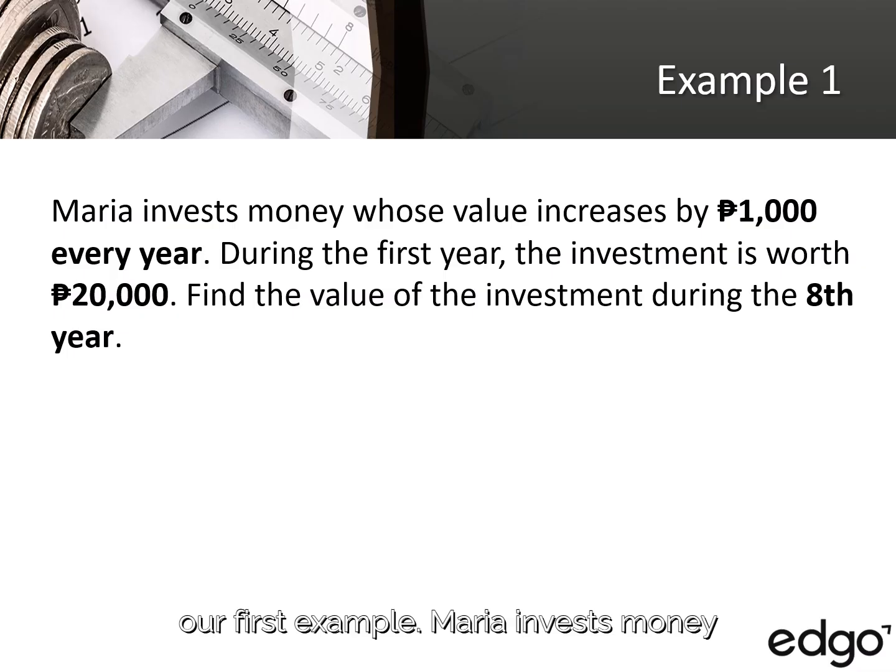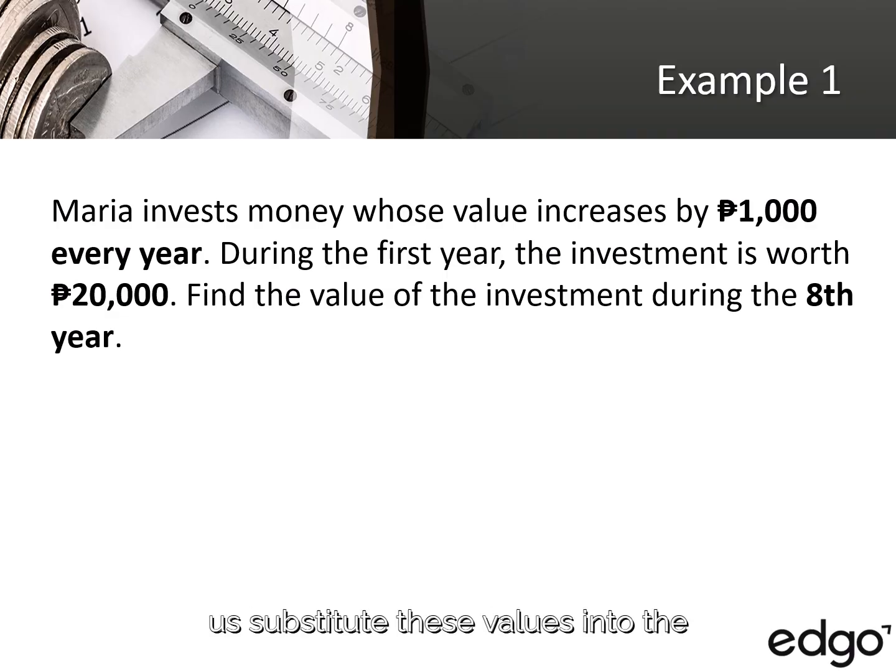Maria invests money whose value increases by 1,000 pesos every year. During the first year, the investment is worth 20,000 pesos. Find the value of the investment during the 8th year. Notice the keyword value. Since we are looking for only 1 year's value, we will use the arithmetic sequence formula. The first value is 20,000 pesos. The common difference is 1,000 pesos. The year we want is year 8.